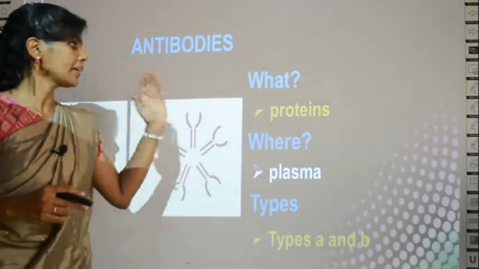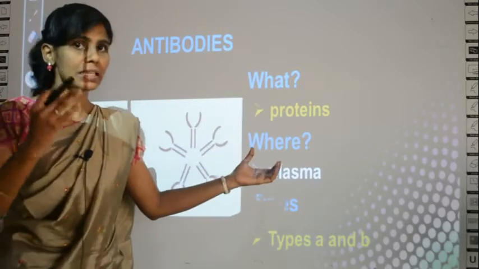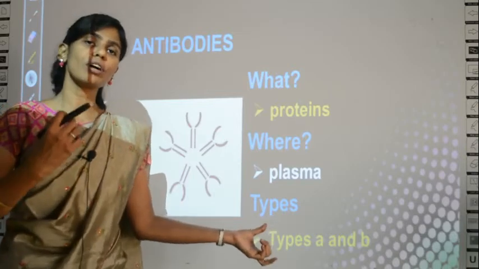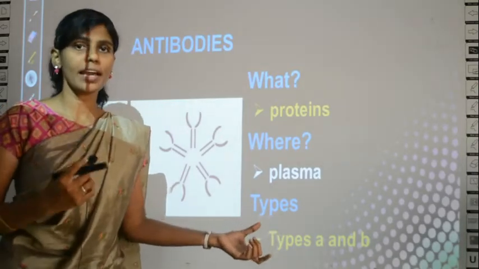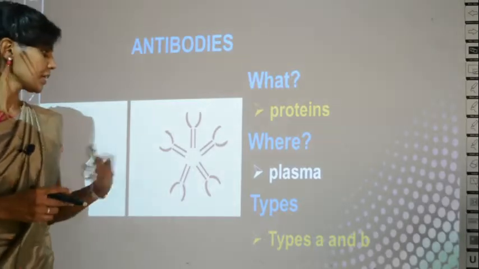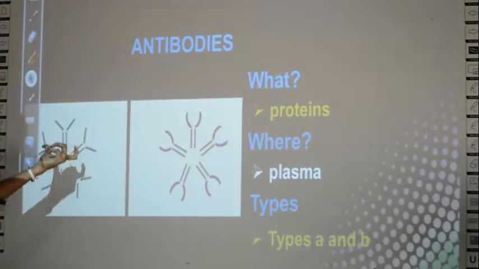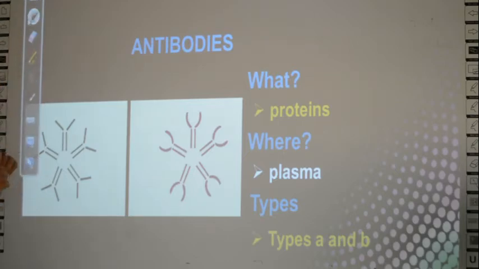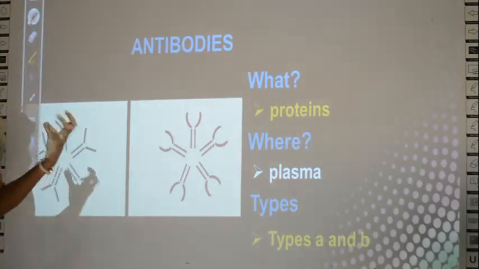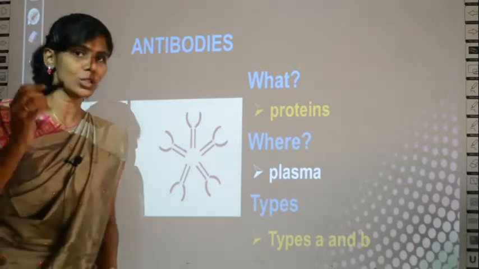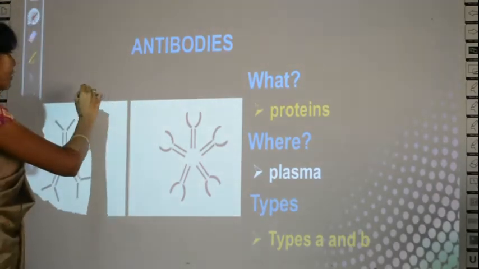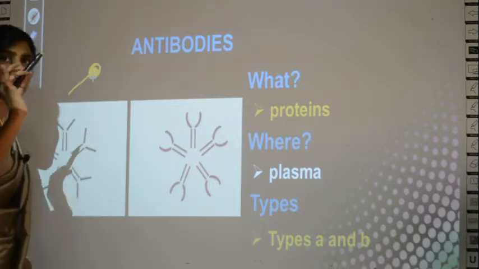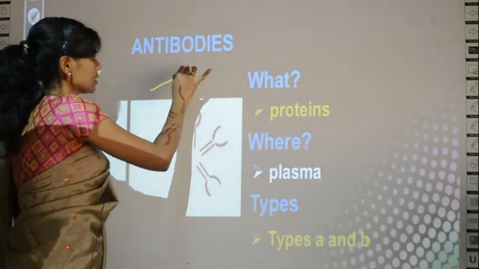Clear? So antibodies are proteins. They are present in the plasma of the blood and they contain two types of antibodies called antibody A and antibody B. See, this is the structure of antibody A and this is the structure of antibody B. What is the difference? See, initially for the structure of antigens, if you recall, the structure of antigen A was like this and the structure of antigen B was like this, right?